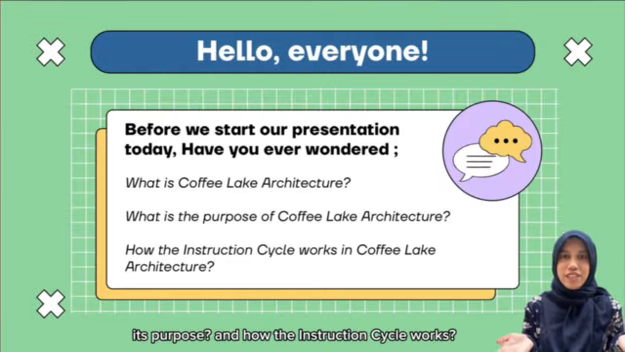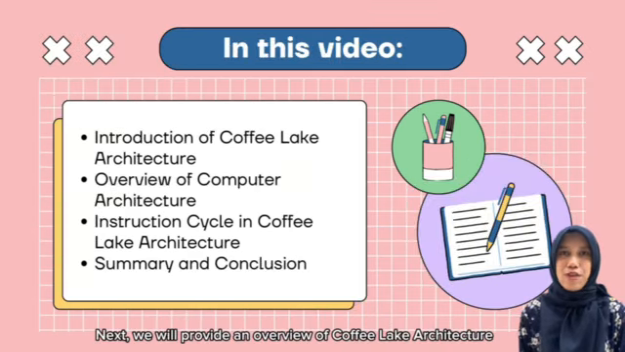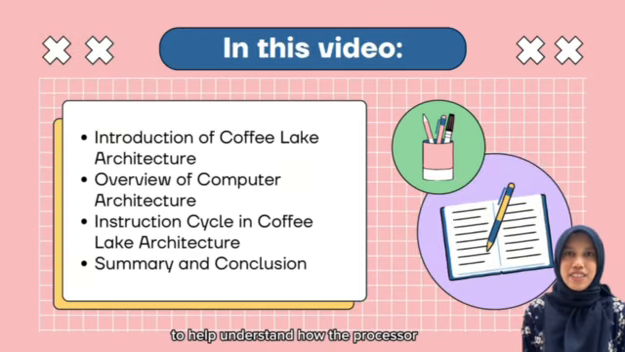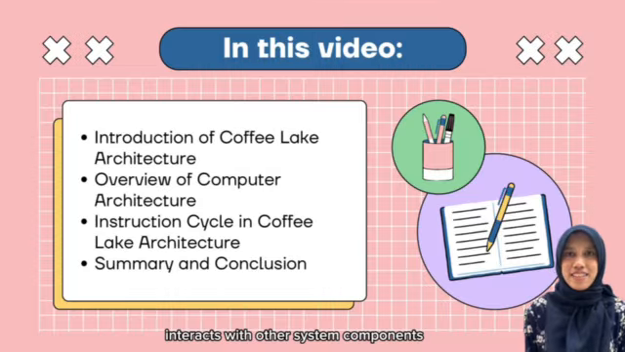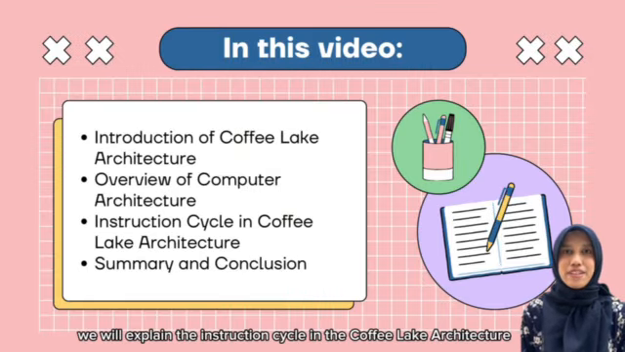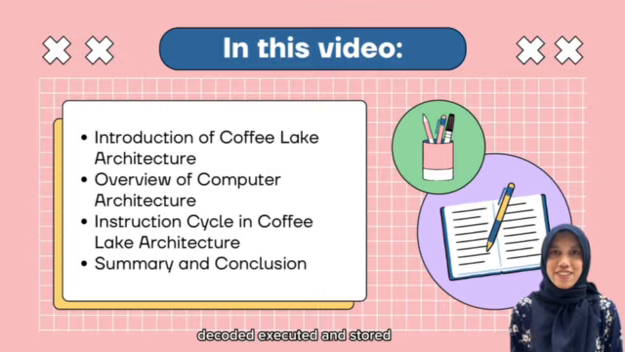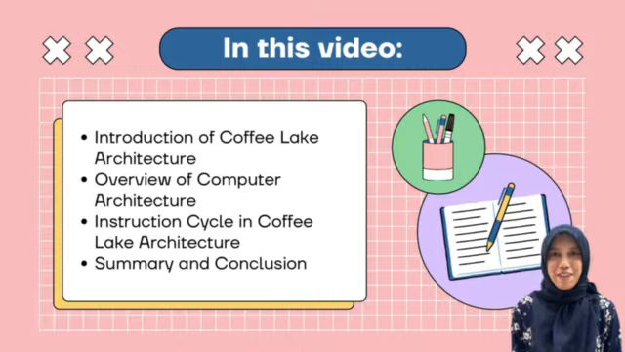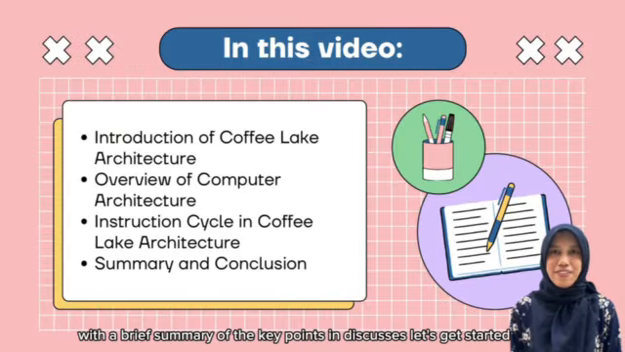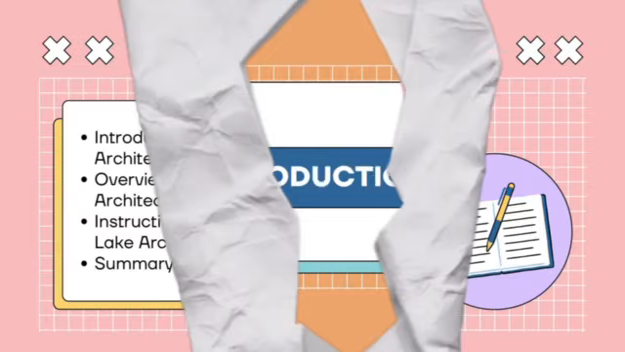Before we begin our presentation, have you ever wondered what Coffee Lake architecture is, its purpose, and how the instruction cycle works? Next, we will provide an overview of computer architecture to help understand how the processor interacts with other system components. After that, we will explain the instruction cycle in the Coffee Lake architecture, focusing on how instructions are fetched, decoded, executed, and stored. Finally, we will conclude the video with a brief summary of the key points in this class. Let's get started!